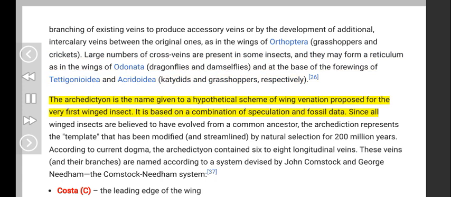The archetype is the name given to a hypothetical scheme of wing venation proposed for the very first winged insect. It is based on a combination of speculation and fossil data. Since all winged insects are believed to have evolved from a common ancestor, the archetype represents the template that has been modified and streamlined by natural selection for 200 million years.